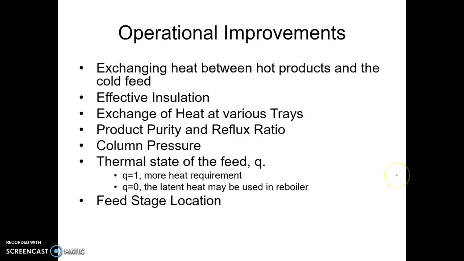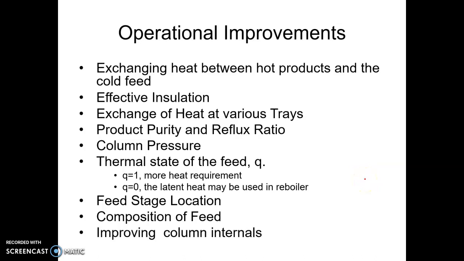Feed stage location can vary depending upon the thermal state of the feed as well as the composition of the feed. Composition of the feed and feed stage are interconnected, so we'll see how to tackle the feed stage location in the upcoming slides. And naturally, if required, we can improve the column internals. That also will be separately discussed.